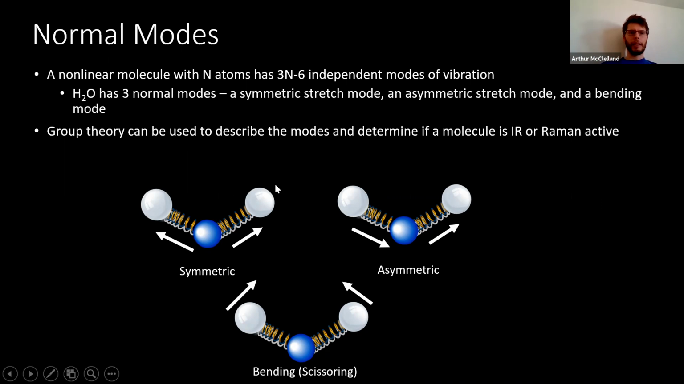And next week, we're going to really get into the group theory that is the formal mathematical structure and how to describe these and to determine if a molecule is IR active or Raman active or second harmonic generation active or things like that. So we'll get into group theory next week. But basically, the 3 modes are here with the oxygen sitting in the middle and the 2 hydrogens going symmetrically away from each other. The asymmetric, the hydrogens are out of sync relative to each other. And then the bending, they're rotating around the oxygen. So those are the modes that are active in water.